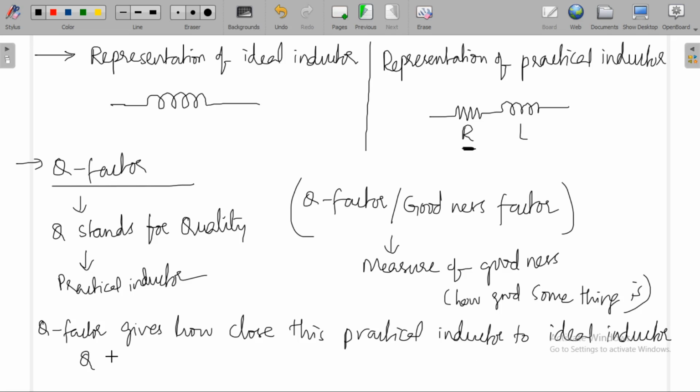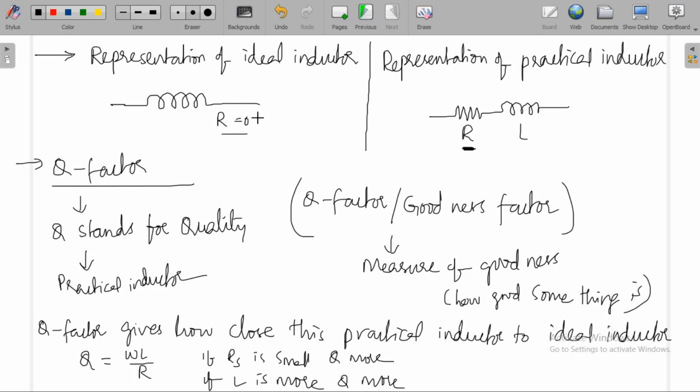That is given as Q is equal to omega L by R. If this is R and this is L, R is the resistance of this coil and L is the inductance of this coil, then Q factor is given as omega L by R. If R is small, Q will be more, or if L is large, Q will be more. In ideal conditions, to get a high quality factor, R is 0. In case of an ideal inductor R is 0, and Q will be infinity.